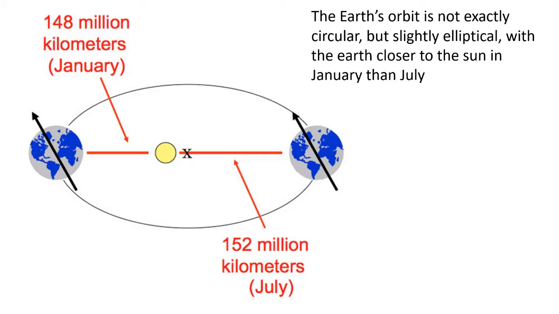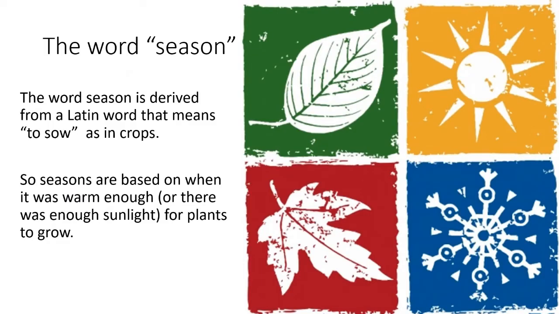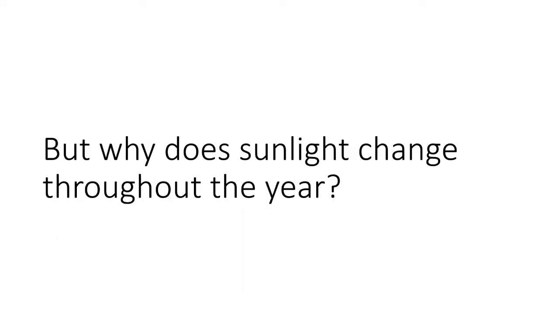That's not it. First of all, the word season. The word season is derived from a Latin word that means to sow, as in to put your crops in the ground, to sow your seeds into the ground. So the seasons were based on when it was warm enough, or more correctly, when there was enough sunlight for plants to grow. But why does sunlight change throughout the year? If it's the same sun year round, how can the sunlight change?